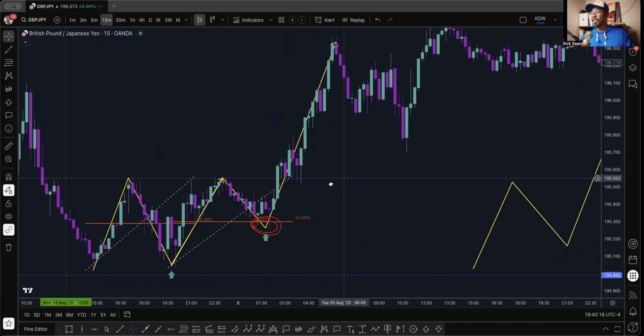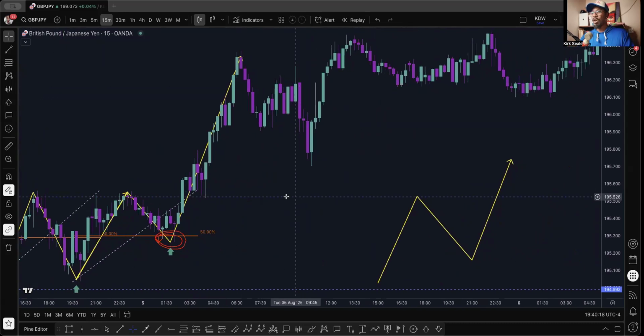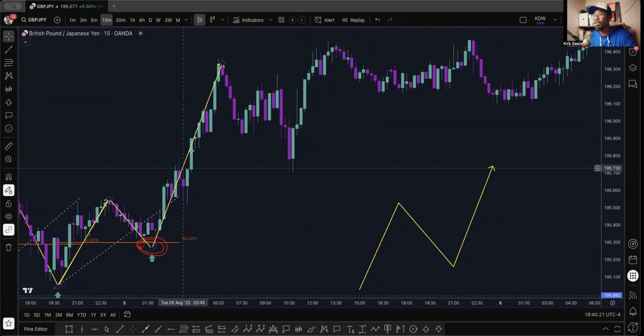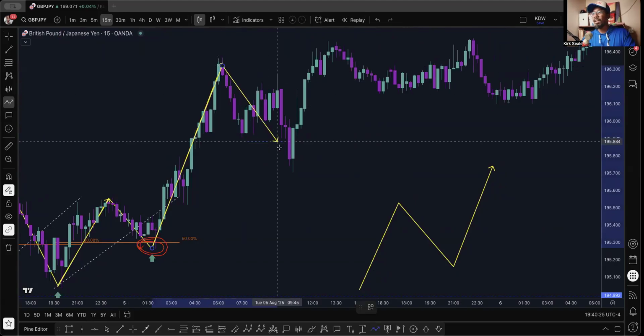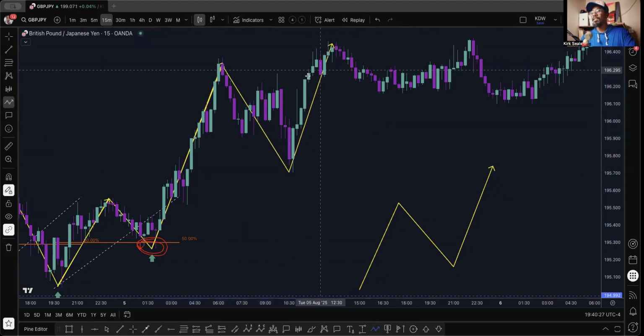Look at all of this glorious profit right here. Got all of that. Now, this continuation then becomes an impulse. So this, and it pulls back, and it goes out here.